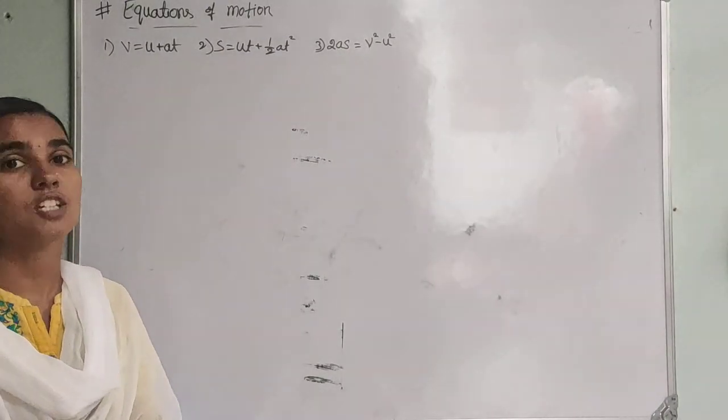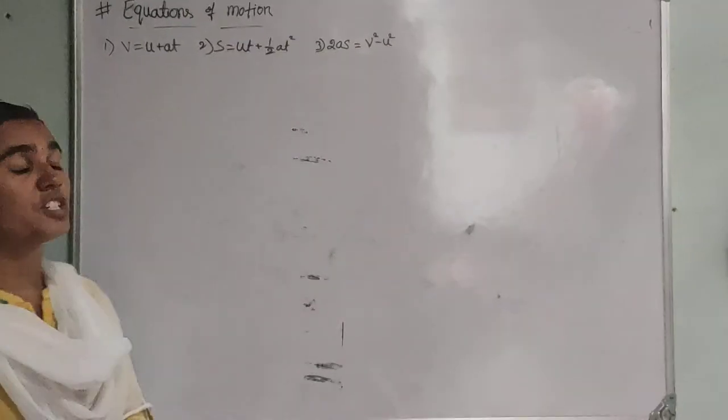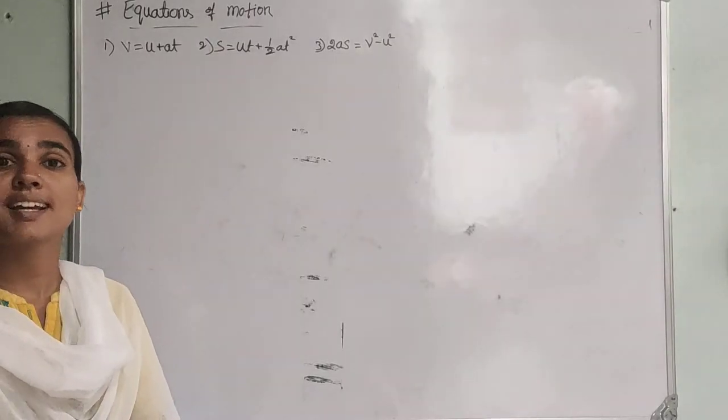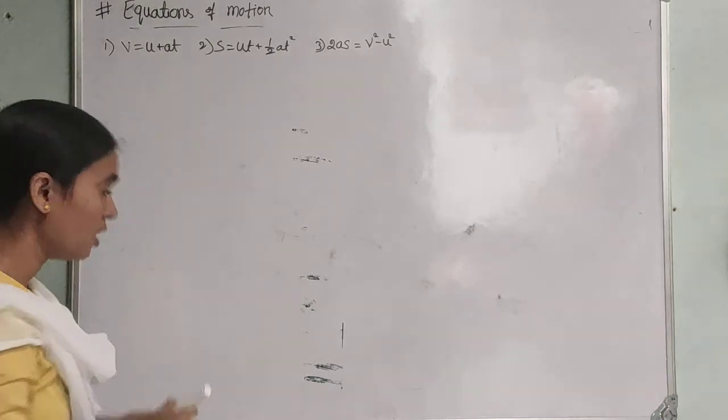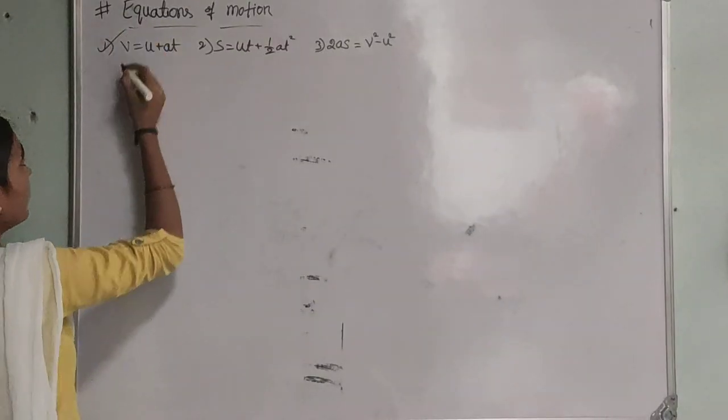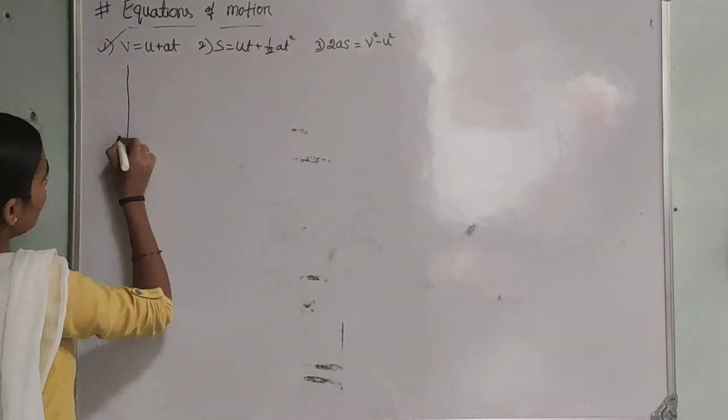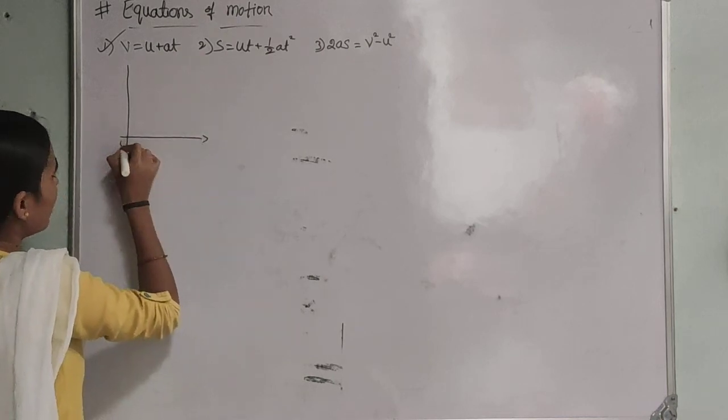With the help of these equations we can find the initial velocity, final velocity, acceleration, time period and distance traveled by the object. So first we have to derive the first equation. So I will draw a graph.